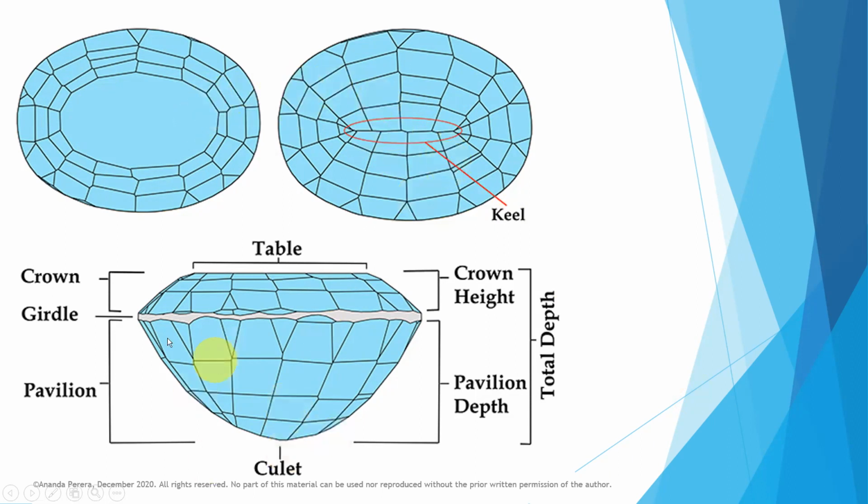Now look at this. You can understand the girdle. Then the crown we learned earlier, 1/3 of the height. Pavilion, 2/3 of the height. This is table. This is crown height, pavilion height, the total depth. Then this is called culet. Here, this is oval shape. The culet is not a point. It is a line. That is called keel.